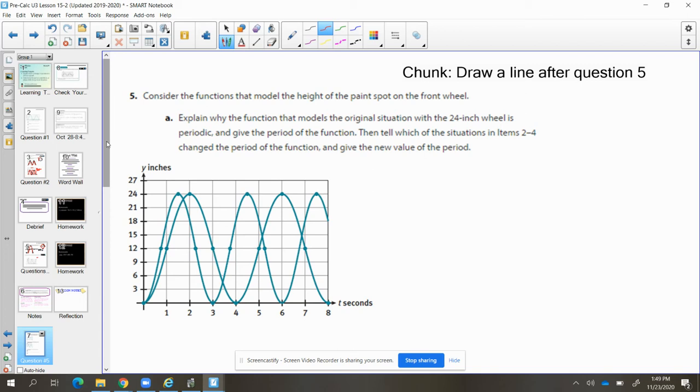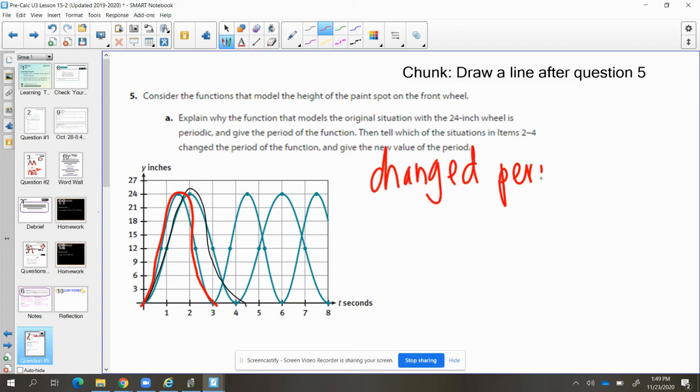Actually, the graph that they're talking about here on this one wasn't the amplitude. This one was an example of changing the period, because our original graph went from here to here, and then we made the full rotation 1 second shorter. So what we did was we changed our period.